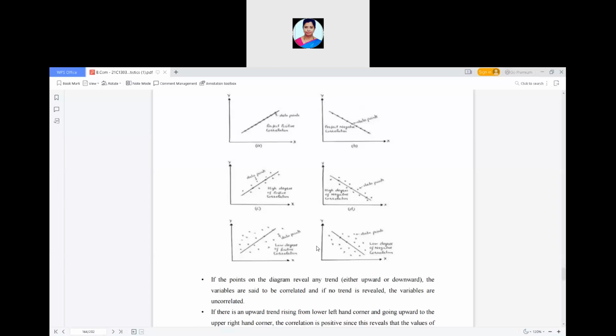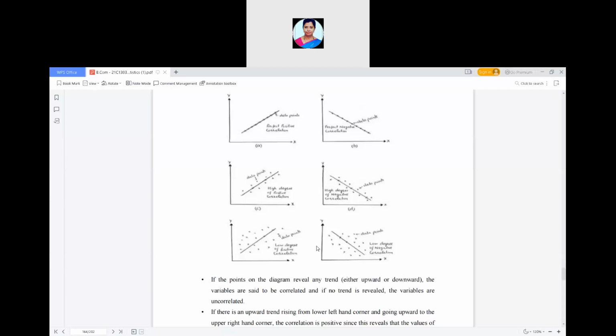So here the plotted points fall in a narrow band, and if the points rise from the lower left corner to the upper right corner, then there will be a high degree of positive correlation. Similarly, we can see the next figure, D. Here you can see that all the points fall from the upper left hand corner to the lower right hand corner. There will be a high degree of negative correlation.